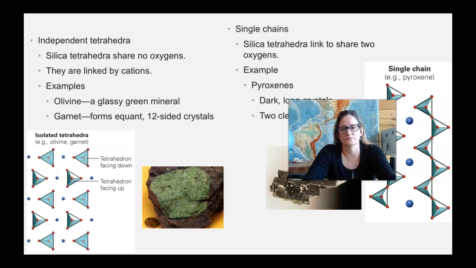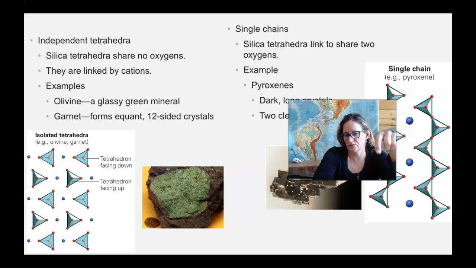Okay, so the first one, the independent tetrahedra, where each tetrahedra is not touching another tetrahedra, and they are separated from each other by cations. So the cations are between those anion tetrahedra. Examples of that are olivine and garnet. Olivine is olive green, there's a piece of olivine there.